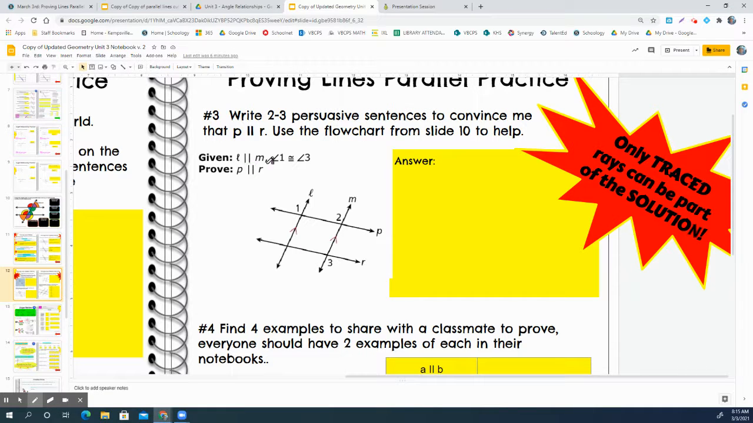If I know L and M are parallel, we've got these marks, right? And I know 1 and 3 are congruent. So I can put in those congruent marks. Those little loops mean they're congruent. How can I prove P is parallel to R? I want P and R to be parallel. What do I need to know?